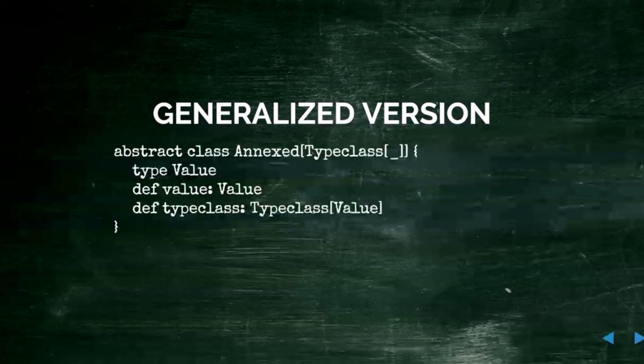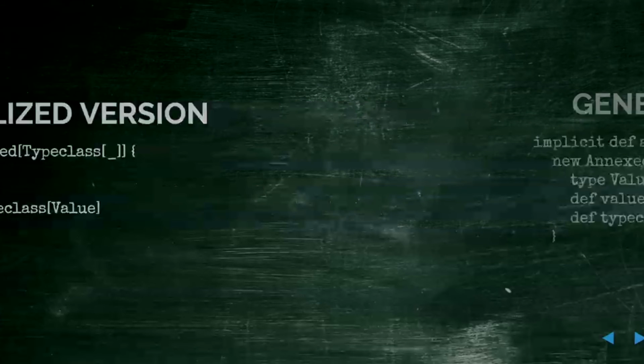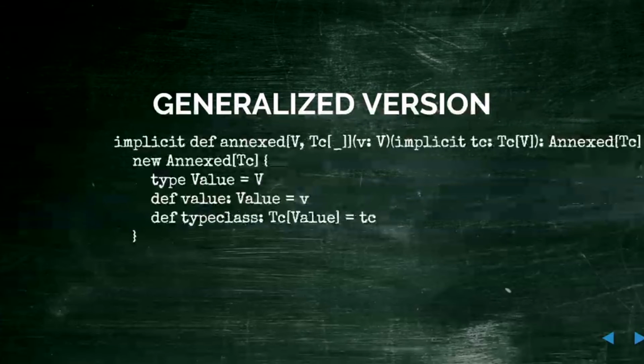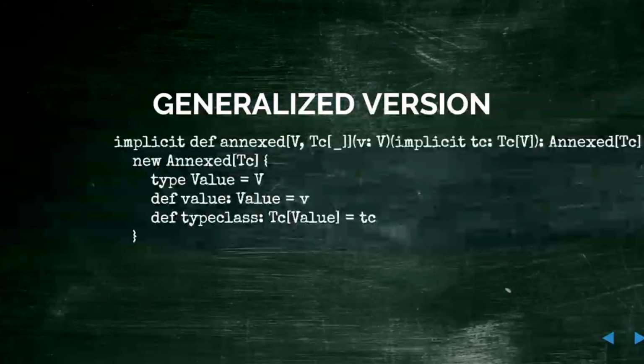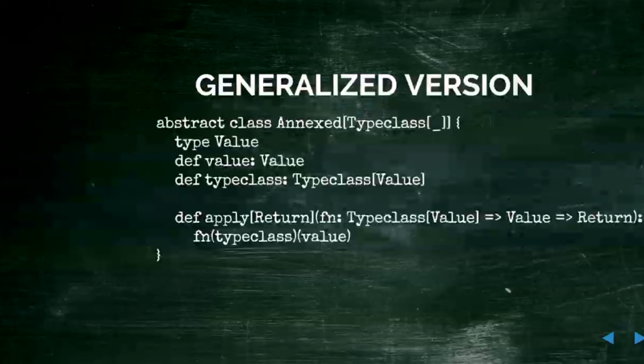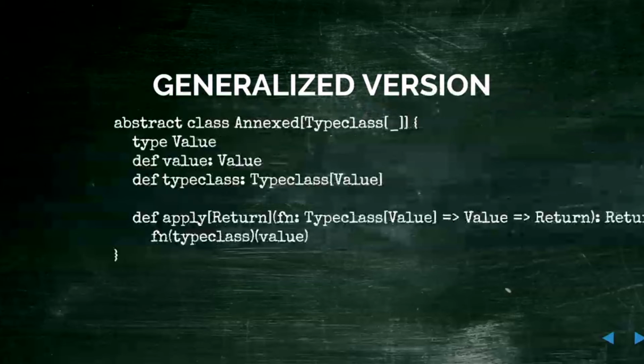And we have an implicit which actually creates a new one of these. So if it sees a value of type T, it creates a new one, and it needs an implicit of some type class. The Scala compiler will realize there's a type mismatch, and it will apply this implicit, which you can see most of there. I think that's pretty much all of it. And it will create a new annexed. What's probably the best thing for me to do is show you how you use it.